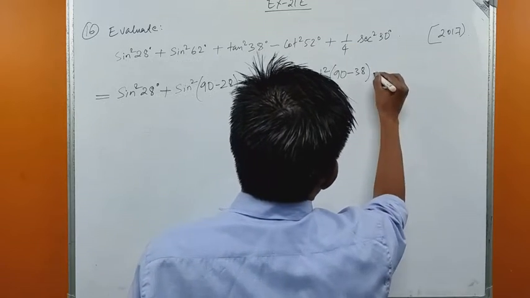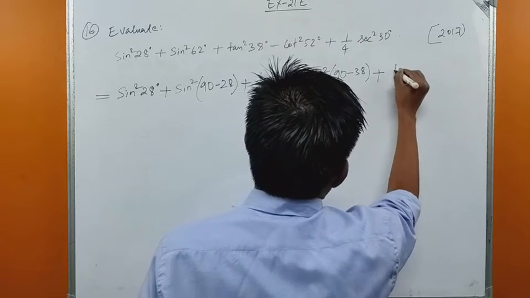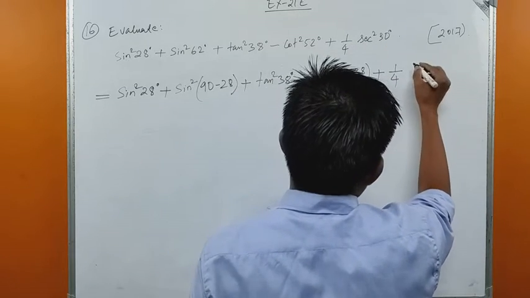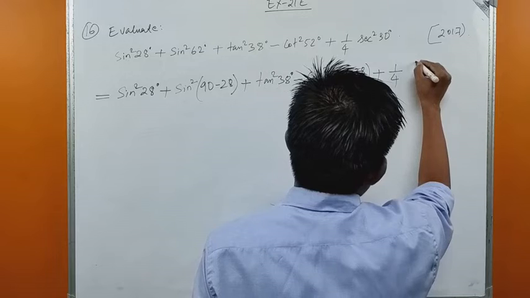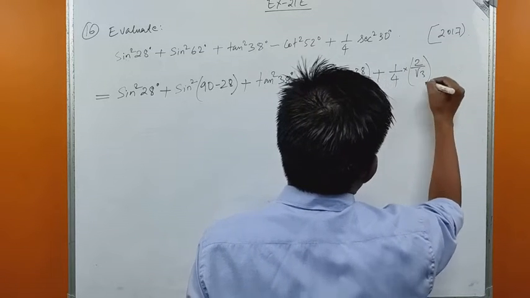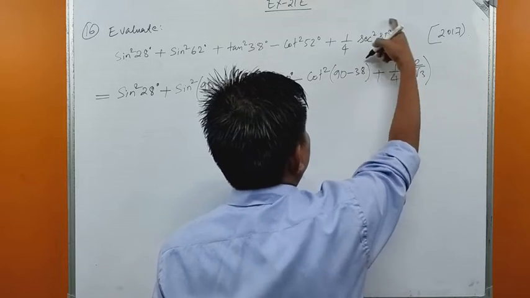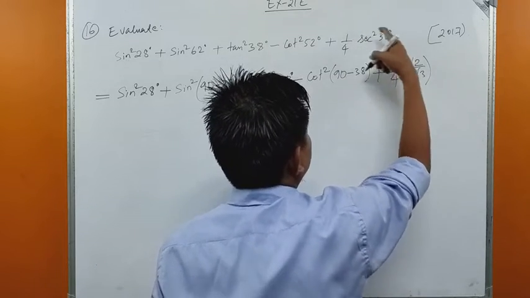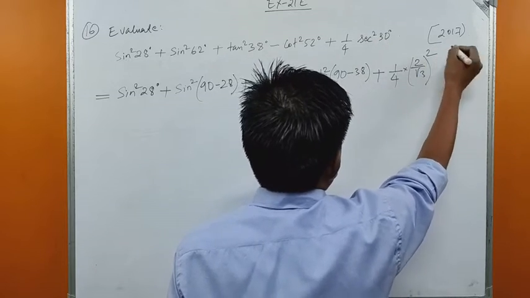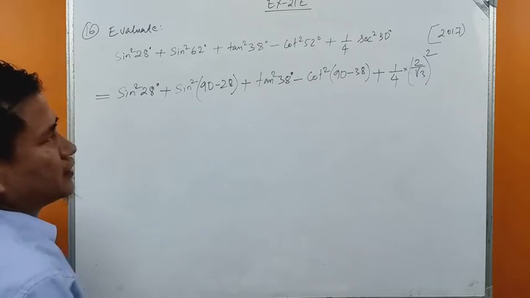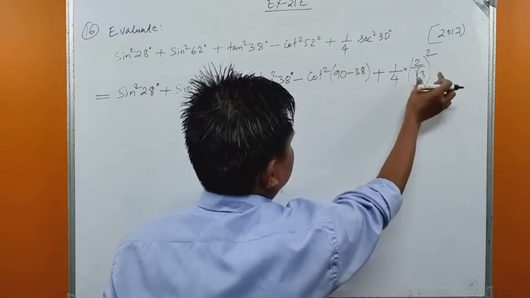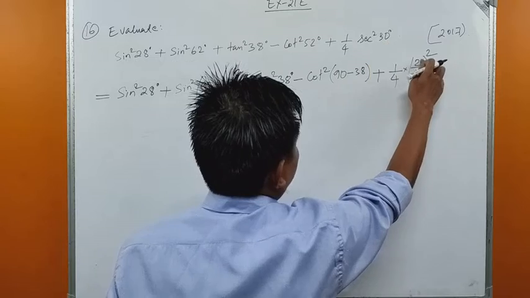So plus 1 upon 4 sec 30 degree. Sec 30 degree means 2 by root 3. So we should know the value of the table. Okay, sec 30 means 2 by root 3. So this is squared. Sec squared means we must square the value of sec 30. Sec 30 means 2 upon root 3.